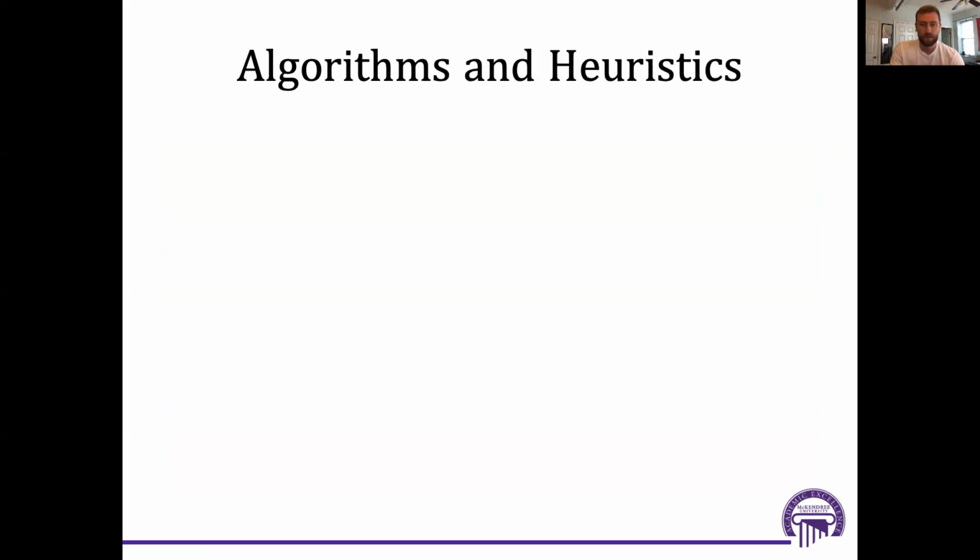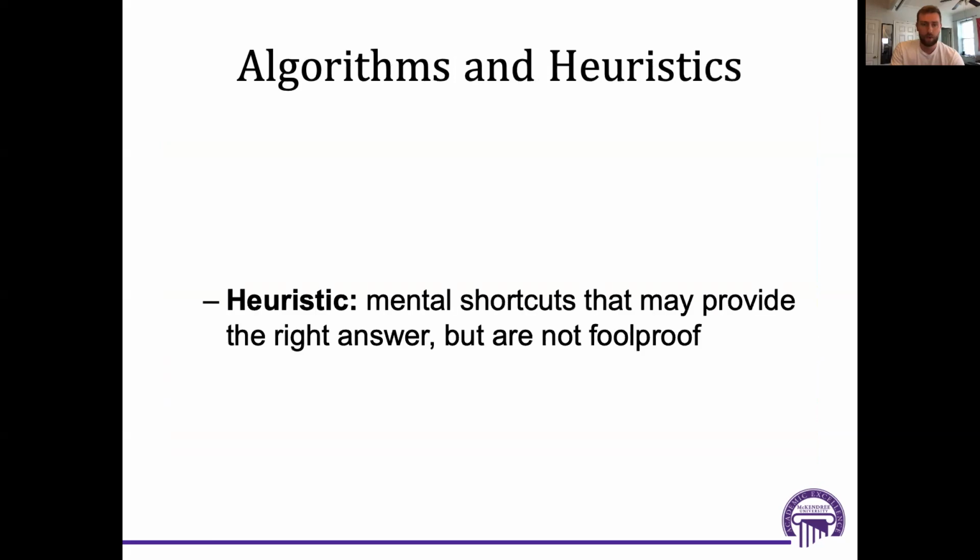So I've used this term heuristics a few times. Let's talk about what it is. A heuristic is a mental shortcut. It may provide the right answer, but it's not foolproof. In other words, it's not guaranteed. It is more efficient, but it doesn't always lead to the correct answer. Hopefully you're picking up on this consistent theme across chapters so far. The human brain is not designed to be right all the time. It is designed to be efficient, okay?